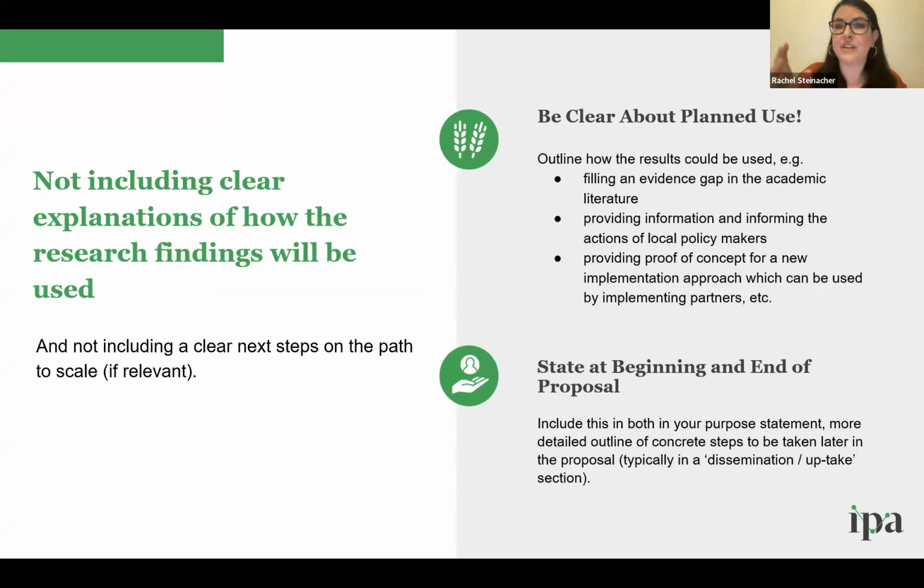For example, maybe you're trying to fill an evidence gap in the academic literature. Maybe you're trying to inform the actions of local policymakers. Include this in both your purpose statement, as well as providing a more detailed outline of the concrete steps you'll take later in the proposal, usually in a section called dissemination or take up, something like that.